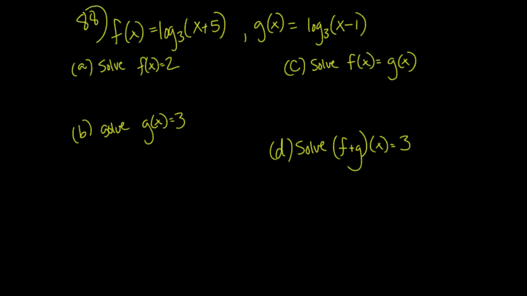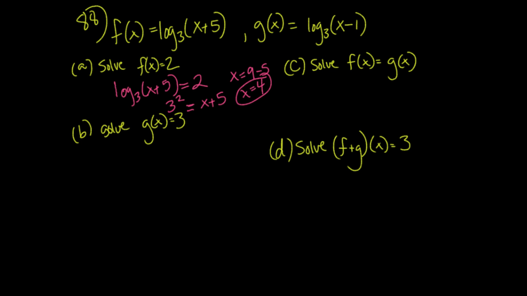So number 88 gives two functions, f of x and g of x, and the first step is to solve f of x equals 2. So you set log base 3 of x plus 5 equal to 2. We're going to solve this logarithmic equation by converting it to an exponential. 3 to the second is equal to x plus 5. Just subtract that 5 and bring it over here, so that means that x is equal to 9 minus 5, x is equal to 4. Once again, make sure that that's not extraneous, and it isn't.